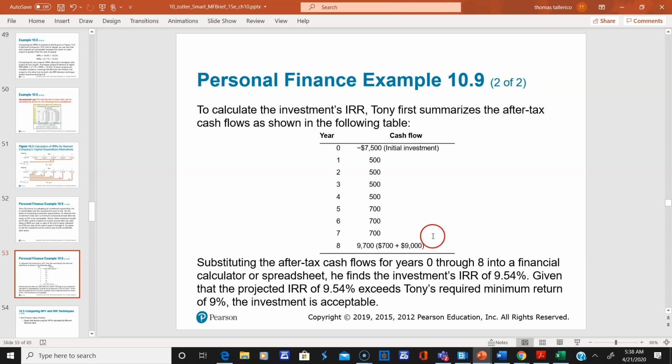So substituting the after-tax cash flows for years 0 through 8 into a financial calculator or spreadsheet, and you should try this, he finds the internal rate of return is 9.4%. Given that the projected internal rate of return of 9.4% exceeds Tony's required minimum return of 9%, the investment is acceptable.